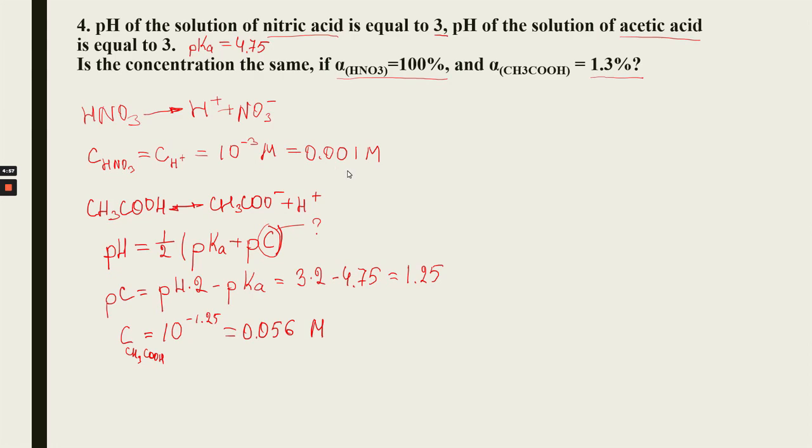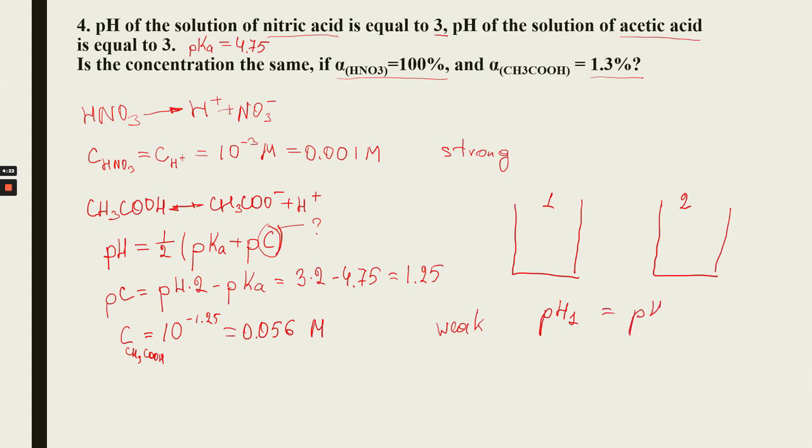Please pay attention that in that problem we had two solutions. One solution of strong acid. This was the strong acid here, strong electrolyte, yes. And this one is a weak one. So the two solutions have the same pH. Yes, solution number 1 and 2, pH 1 is equal to pH 2. But the concentrations are different.